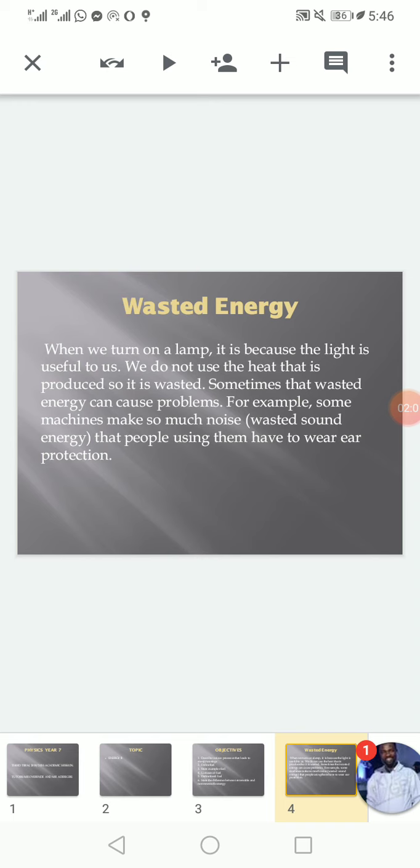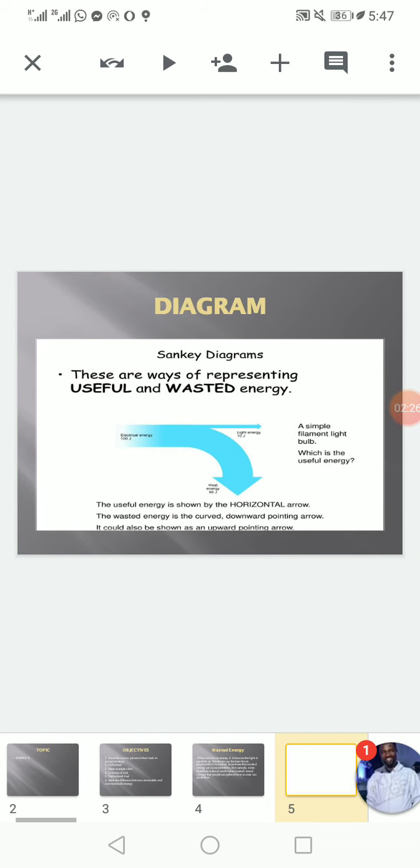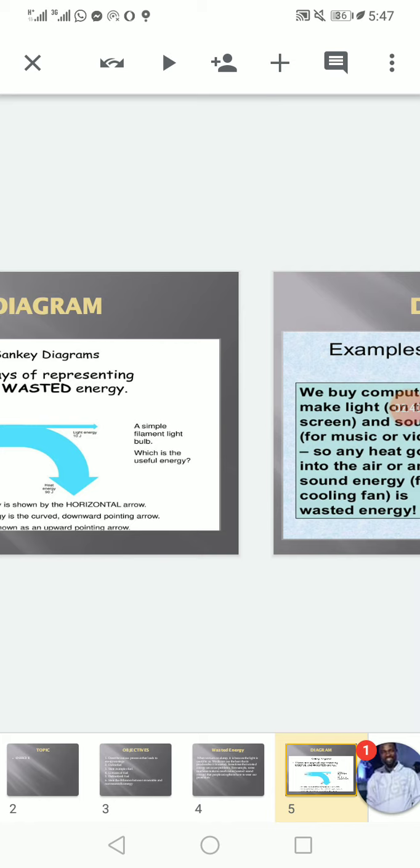Sometimes that wasted energy can cause problems. For example, some machines make so much noise that people using them have to wear ear protection. So sometimes wasted energy could be of negative influence to us and the society. So this is a Sankey diagram that shows ways of representing useful and wasted energy. I want us to study it very well so that in our Zoom class we'll do further discussion on that.